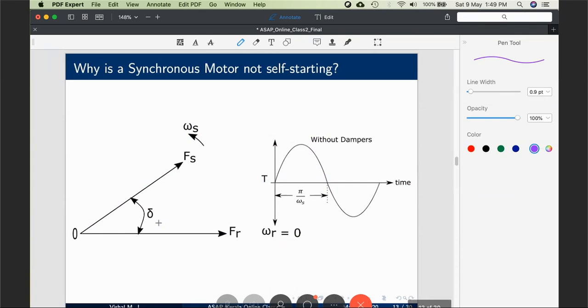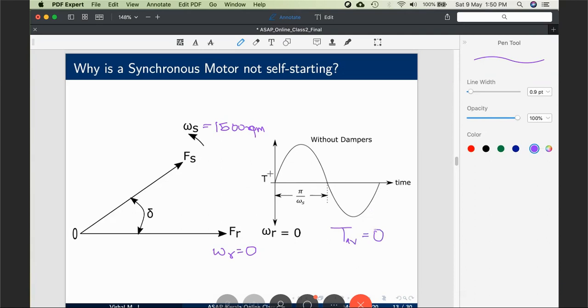Why is a synchronous motor not self-starting? I have explained this in the last class, but anyway, this is the condition. At the time of starting, your rotor speed is 0, whereas the rotating field speed is, say, 1500 rpm for a 4-pole machine. What happens is that delta increases abruptly. It will go from 0 to 360, again 0 to 360, over several cycles. The torque is a sinusoidal wave. Since delta varies from 0 to 360, the torque takes a sine wave shape. The average torque is 0. This we have already seen in the last class.